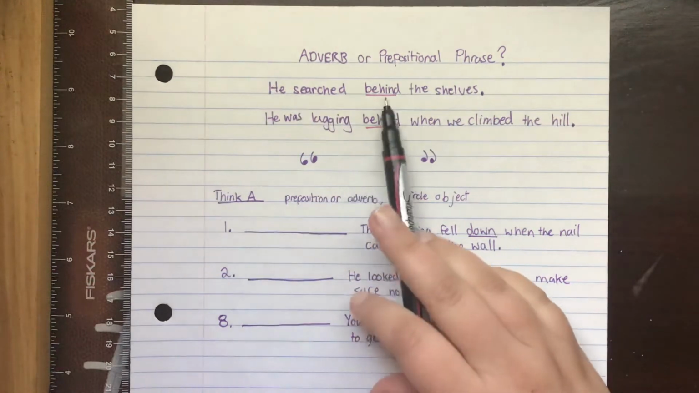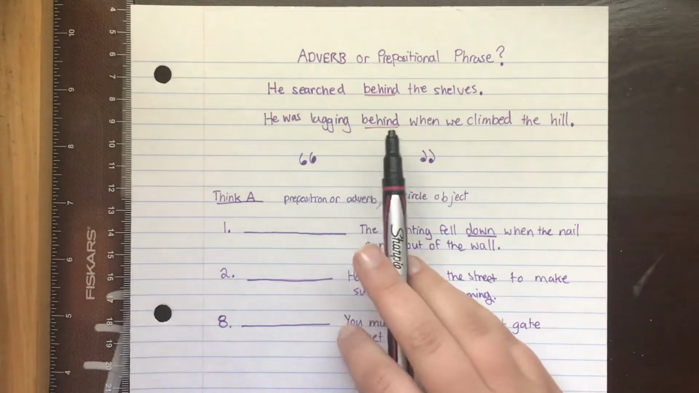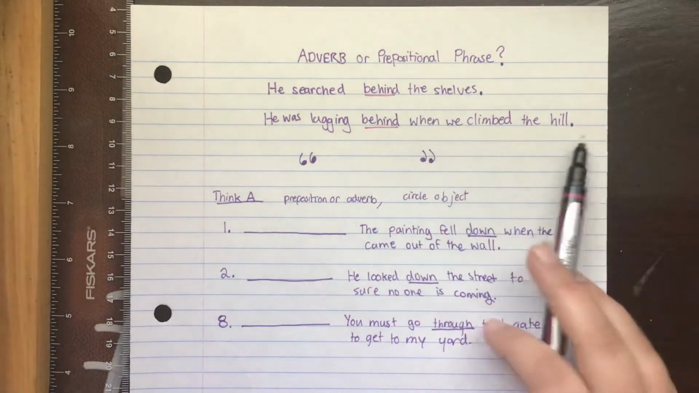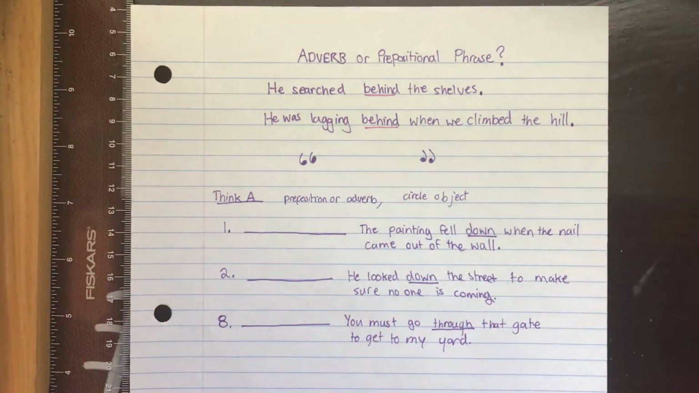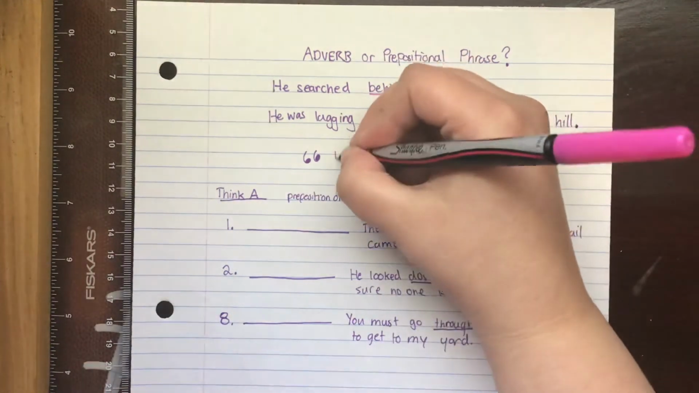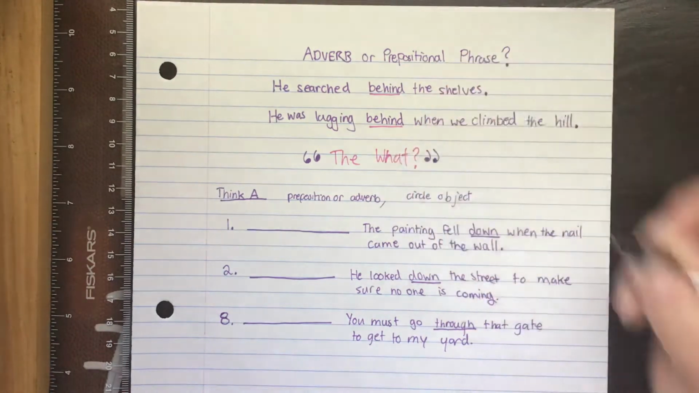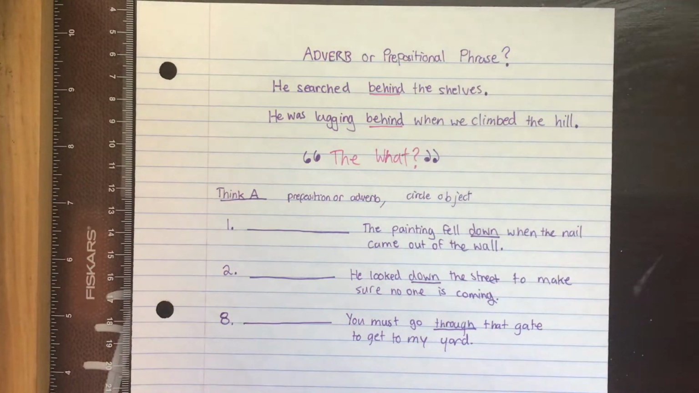So here's the two prepositions. He searched behind the shelves, and he was lagging behind when we climbed the hill. Now remember, if it's a prepositional phrase, it has to have an object as well. So what I like to do is ask myself this question. This is the question that lets me know whether it's a prepositional phrase or an adverb. The question is, the what? I'm serious, that's it. Every time you read a sentence, go, the what? And you will be able to discover it.